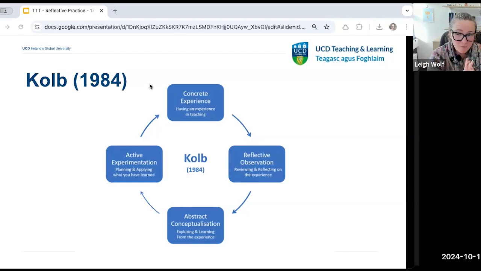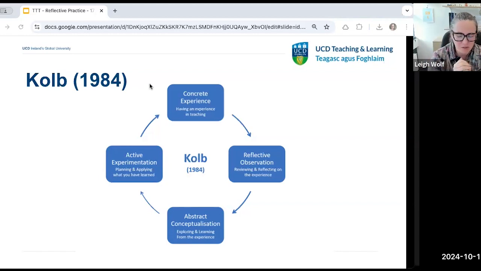conceptualizing something from that experience. So you might think about maybe revising a lecture or an activity that the students do and thinking about what that might look like. And then the final step is planning and applying what you have learned. So putting those changes into action. And then you can see in the diagram here that it's a continual cycle.